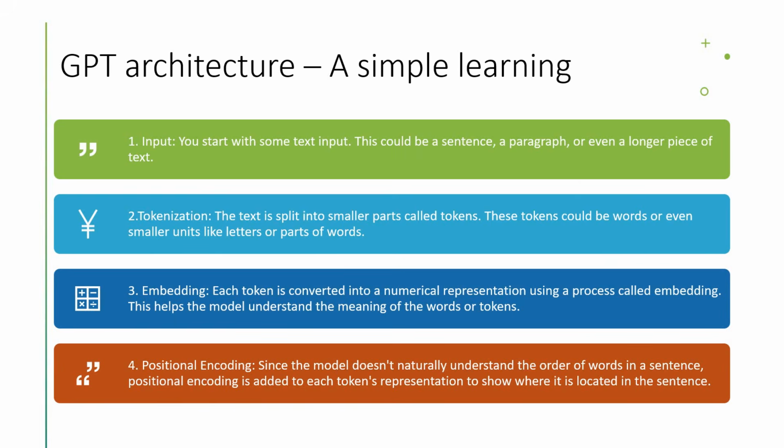Positional encoding is a very important step. The model does not naturally understand the order of words in a sentence, but positional encoding helps you in this task. It is added to each token's representation to show where it is located in the sentence. So it helps you locate it.